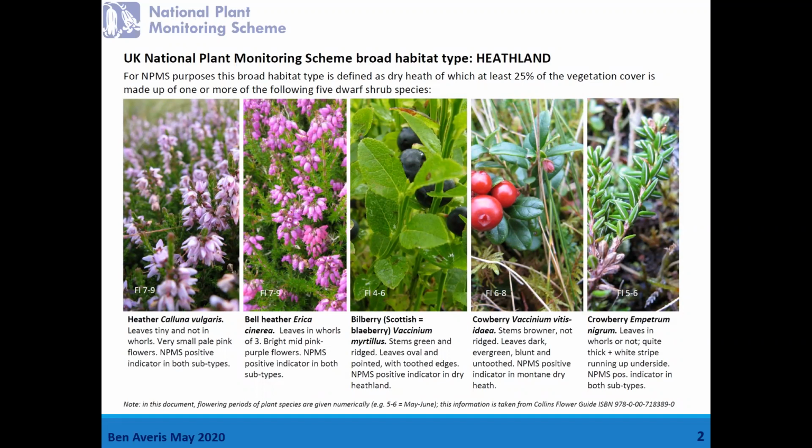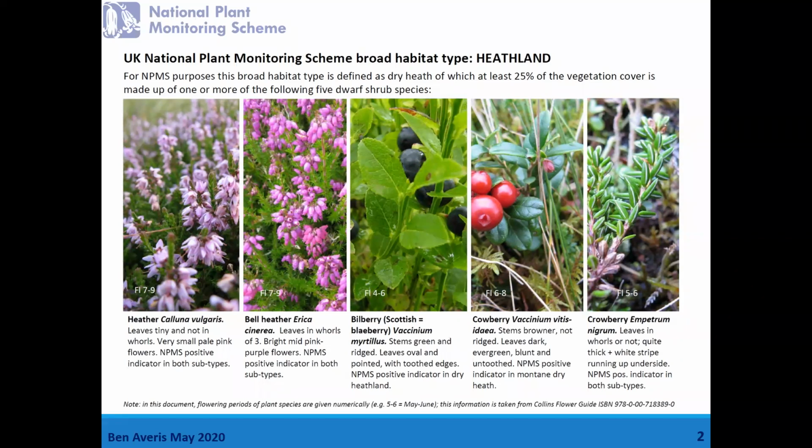The bilberry can grow up to about a metre in some places, as can the bell heather and the ordinary heather, if they're not grazed. The bilberry and the bell heather and the heather are very palatable to animals like deer and sheep, so they will be grazed down low if there's a lot of those animals about. The cowberry and also the crowberry on the far right, they're nothing like as palatable, so even though they're not really eaten very much by those animals, they never grow very tall anyway. So cowberry is pretty easy to identify.